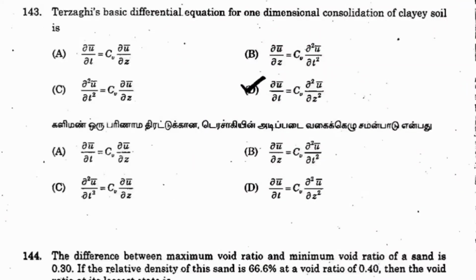143. Terzaghi's basic differential equation for one-dimensional consolidation of clayey soil. So this we have studied in the consolidation chapter. So dou u by dou t will be equal to Cv into dou square u by dou z square.